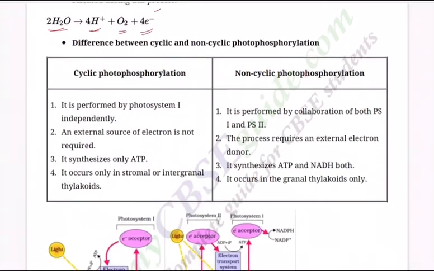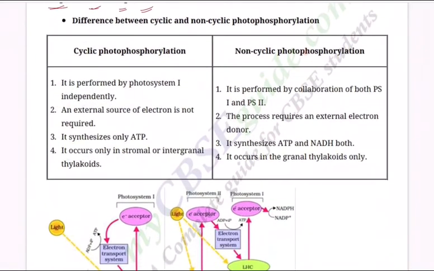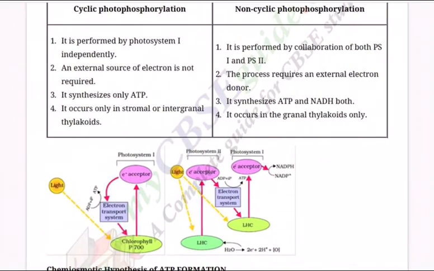released. So if you see here, there are 2 phosphorylations. One is the cyclic photophosphorylation, another is the non-cyclic photophosphorylation. So what is the difference between cyclic and non-cyclic? Cyclic photophosphorylation is performed by photosystem 1. Look at this. It's starting here, going to the electron acceptor, taking a turn, through the electron transport system, reaching back to P700. So this is a circle. Hence we say cyclic photophosphorylation. It is performed by photosystem 1 independently.